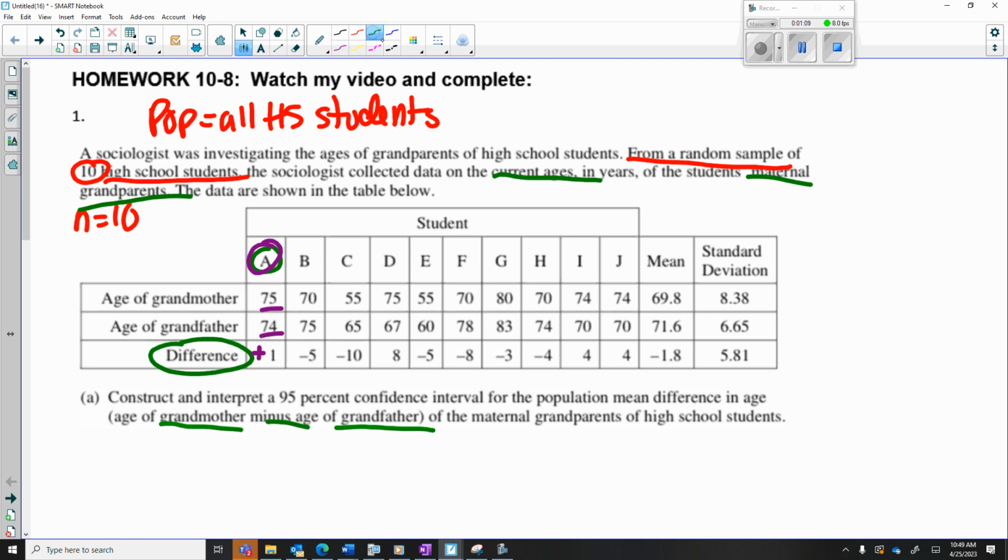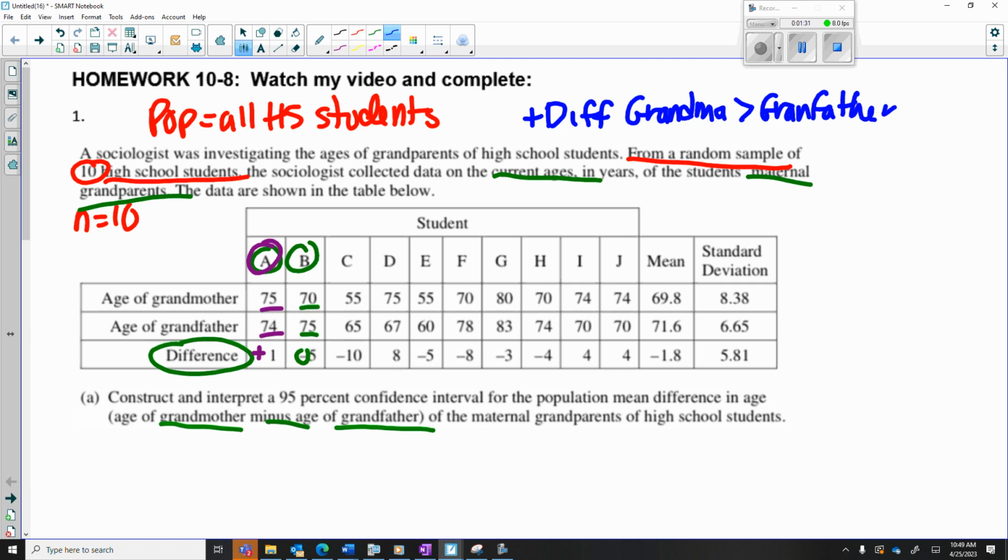Now we have the next student, student B. The grandmother was 70, the grandpa was 75. 70 minus 75 is negative 5. This negative indicates that the grandfather was greater than the grandmother. So on the side, you may want to note that a positive difference means that the grandmother was greater than the grandfather's age. And a negative difference means that the grandmother was less than the grandfather's age, which means that the grandfather was greater than the grandmother.